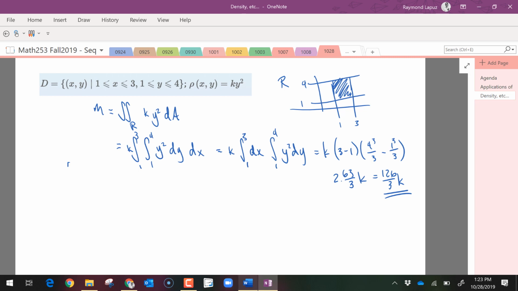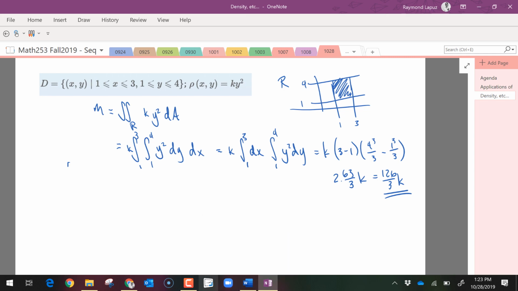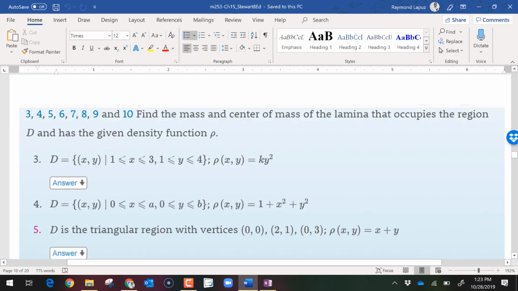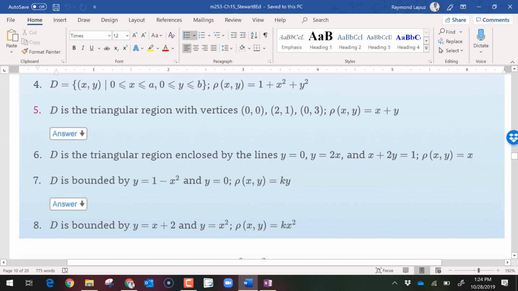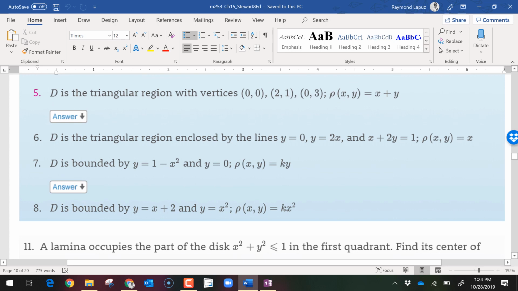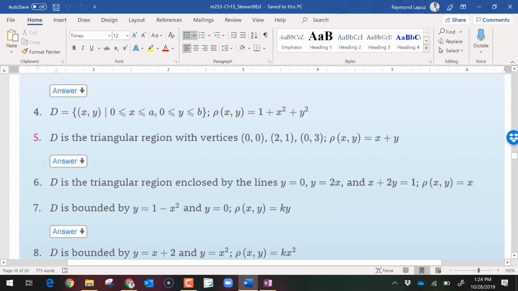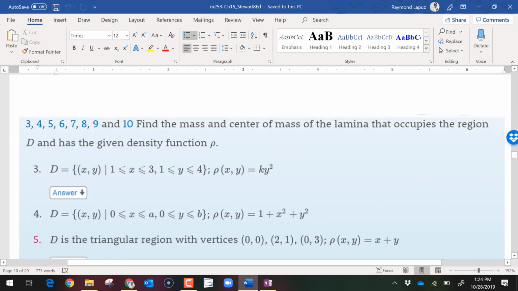Let's try another one. Where's the other one? Triangular region? Nah. Oh, they want us to find a center of mass too. Oh, sorry. Let's go on and find a center of mass.